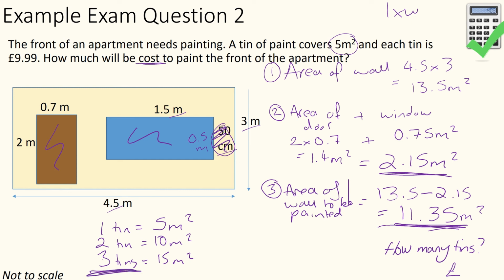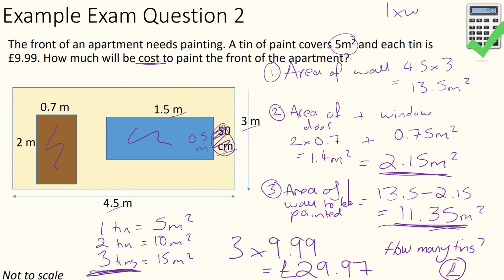Now remember, our final answer is a pound sign. How much does it cost? Well, we're going to buy 3 tins and they are £9.99 each. And that will give you a grand total of £29.97. Phew, that was a long one. There's a lot of points in there. That could have been more like a 5 mark one there.